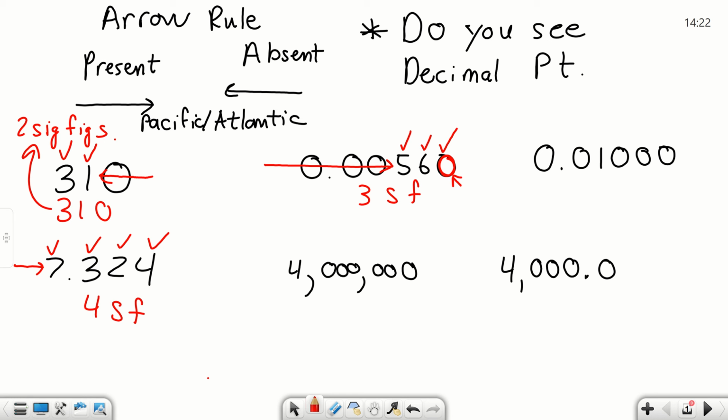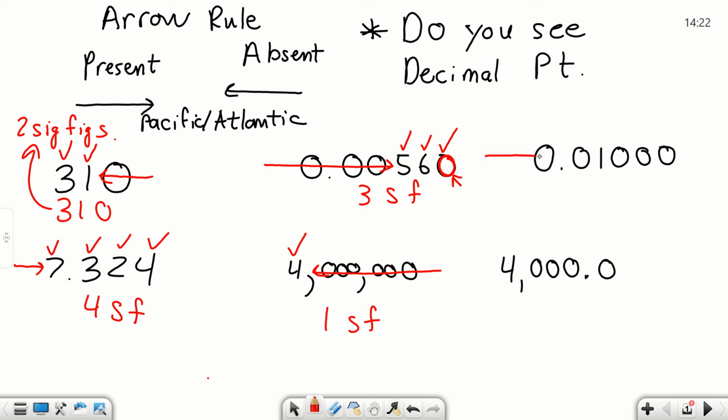All right. 4 million. There's no decimal, so I'm coming from the Atlantic. It's absent, and I go through all those zeros. Only the 4 is significant, so there's 1 sig fig here. I'm not saying that 4 million becomes 4. I'm just saying that out of all of those numbers in the number 4 million, only 4 is the significant figure.